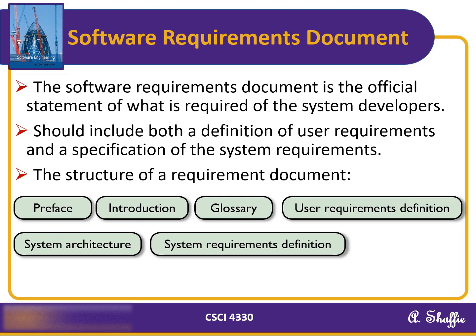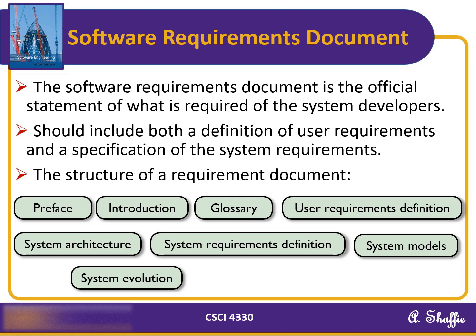System requirement definition. In system requirement definition, we should describe the functional and the non-functional requirements in more detail. System models, this might include graphical system models showing the relationship between the system components and the system and its environment.